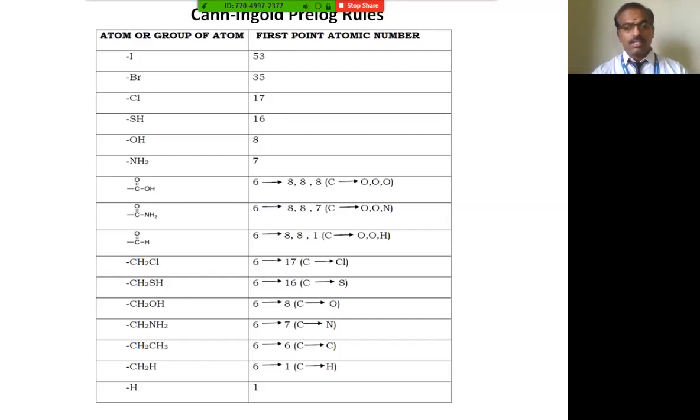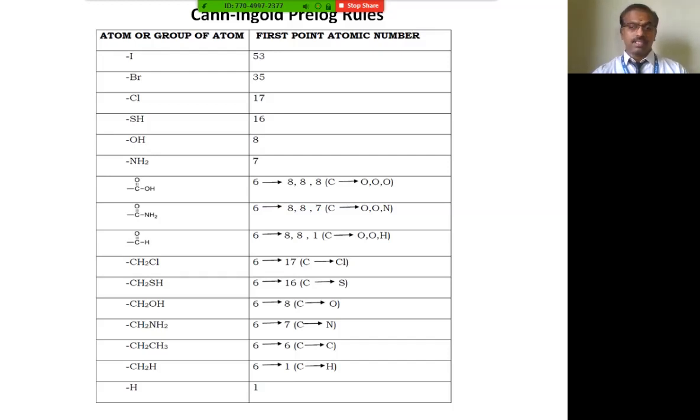Similarly, you can see now C double bond O NH2 group, the amide group. You can check it out here. Carbon is attached by a double bond, correct? Double bond O. That means you have two oxygens. Okay, then one amide group, NH2 group, so that is a nitrogen. That's it. Now 6 is connected to 8, 8, and 7. That you have to consider.